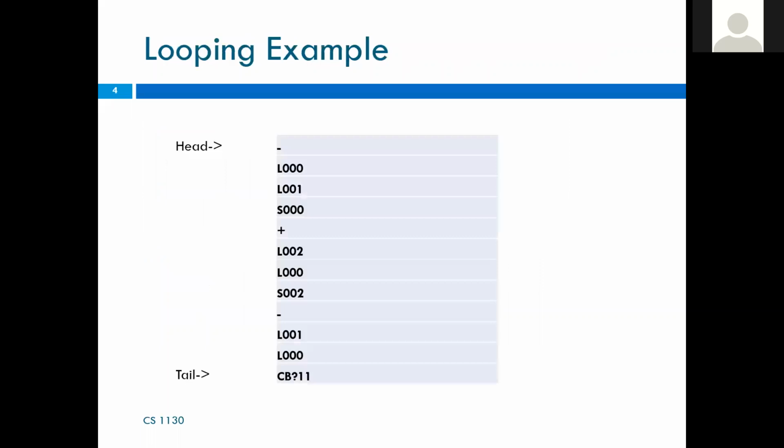So for example, we have this. This is our program for factorial in the analytical engine. This may not be a complete code, but we have the head, which is the first repetition, and we have the tail, which is CB print 11, because it will go back 11 steps: 1, 2, 3, 4, 5, 6, 7, 8, 9, 10, 11. So it will go back to the head if the lever is set. So this is a looping example. We have a head, we have a tail, and all the commands in between are called the body of the loop. Any questions so far?